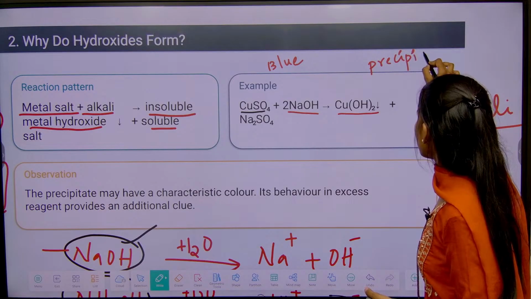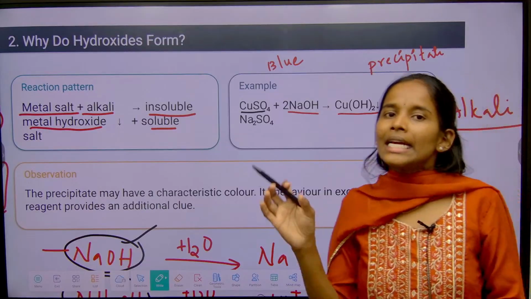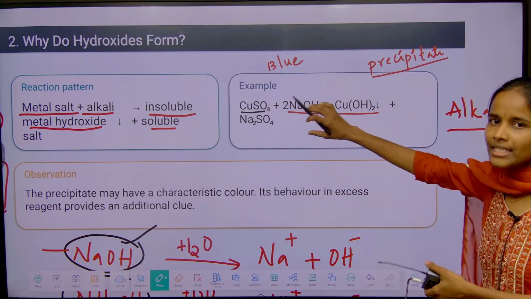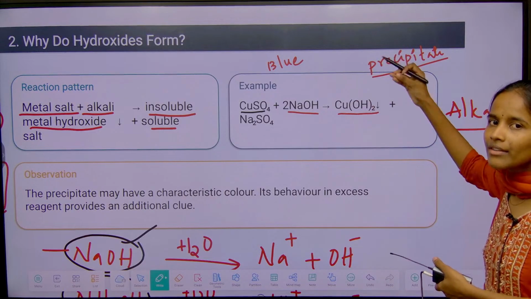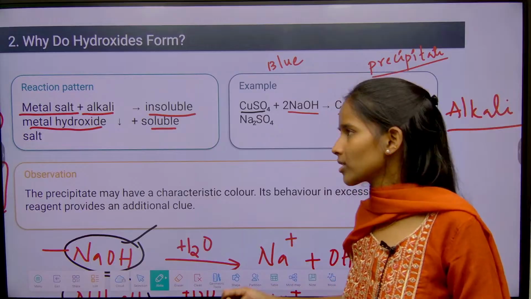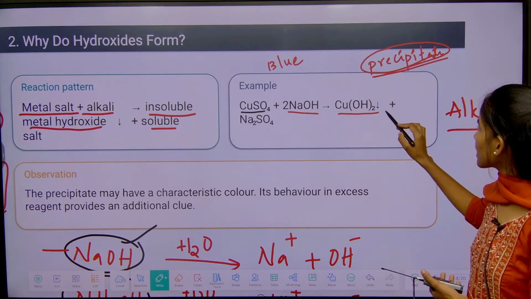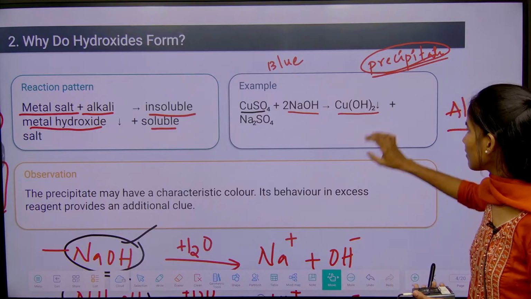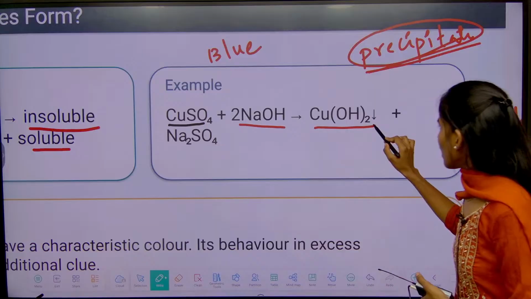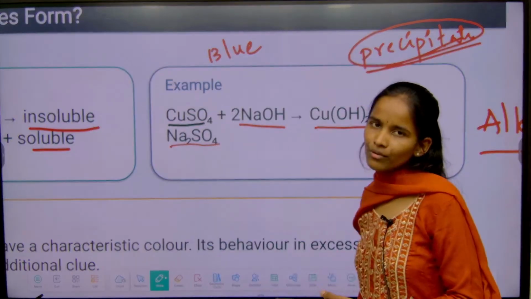Precipitate is nothing but a solid. It is a solid which is formed during the reaction. Whatever solid we are getting after that reaction, we will call it a precipitate, and the reactions we will generally call precipitation reactions. After the formation of solid, it will settle down, right? So that's why precipitates are normally represented with a down arrow. Next, along with copper hydroxide we are getting Na2SO4 salt.